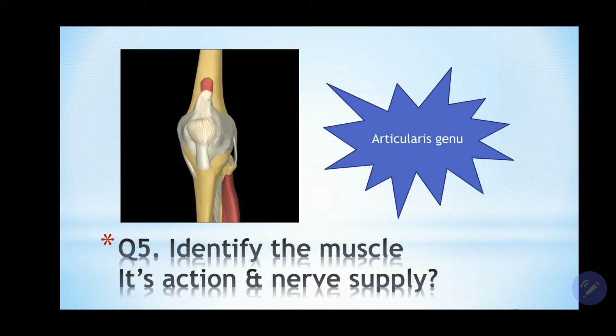So the nerve to the medial head of triceps also supplies articularis cubitus, and the purpose of articularis cubitus is the same: it prevents the pinching of the olecranon bursa during extension of the elbow. Okay.